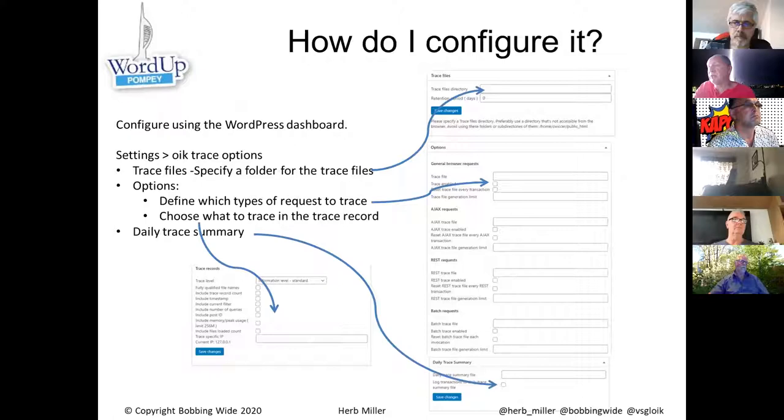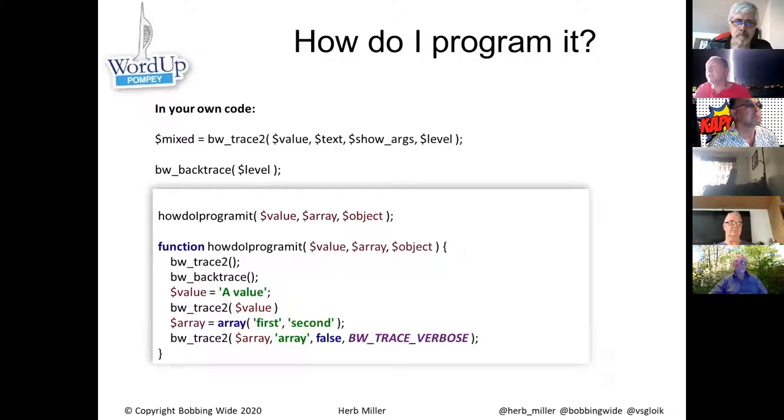If you want to make calls yourself to produce trace output, you can use two APIs. One's called bwtrace2, because it was the second one I wrote, and another one's called bwbacktrace. So this one shows you the data, and backtrace shows you where you are. So in this function, how do I program it, bwtrace2 will trace the fact that it's being called, and it will show you the values of the parameters, and the bwbacktrace will show you where this is in the process, which is just the first function inside the main routine.